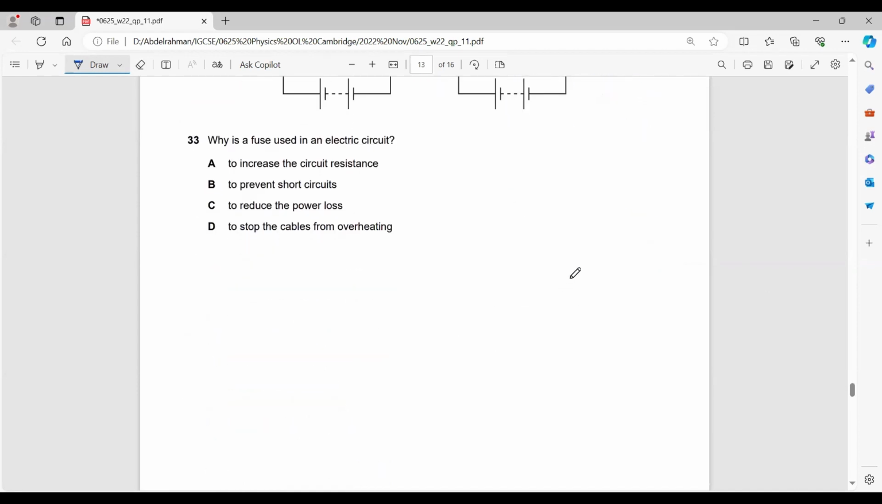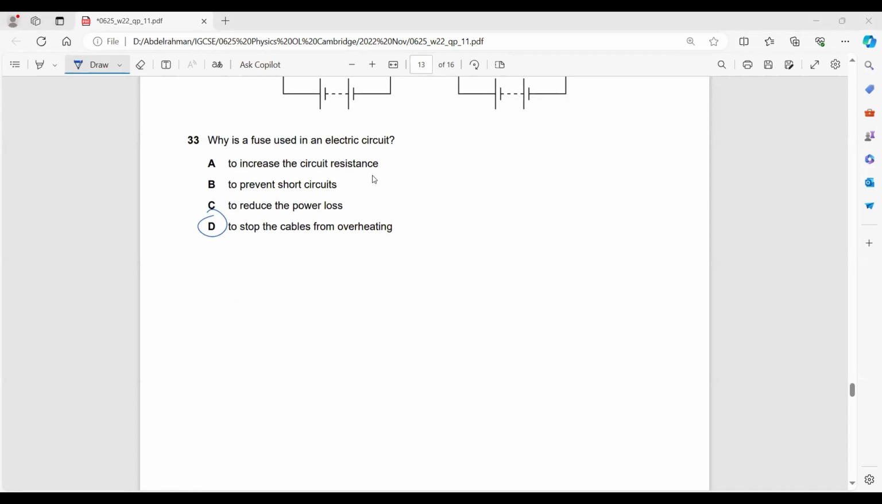Why is a fuse used in an electric circuit? The fuse, what does it do? It increases the circuit resistance. It prevents short circuits. It reduces the power loss. It stops the cables from overheating. Yes, and this is what a fuse does to a circuit.